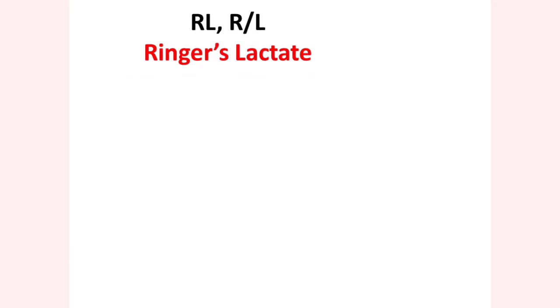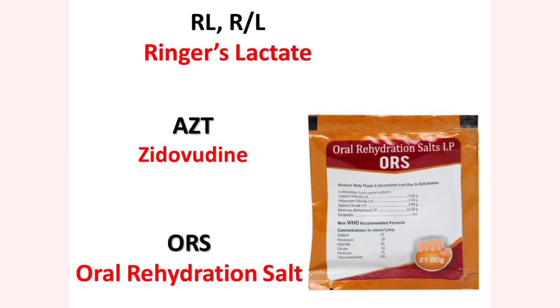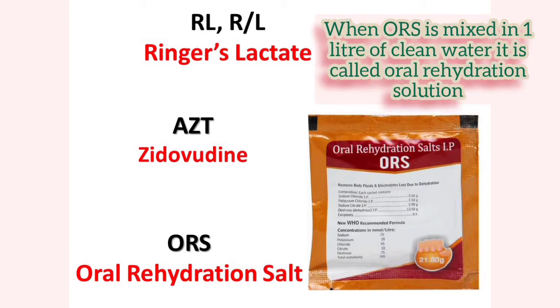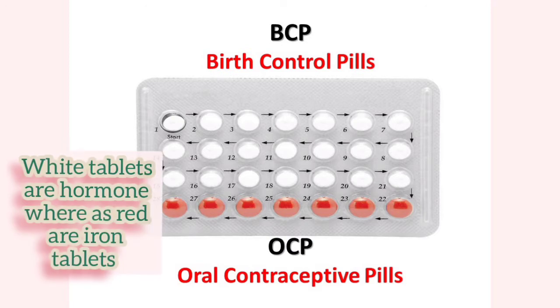And another is RL or R/L, which is Ringer's lactate. And another is AZT, that is zidovudine, which represents the antiviral drug. And another is very common, which we always listen to in our daily life, that is ORS, which means oral rehydration solution, which is prescribed during diarrhea or dehydration, vomiting, hypovolemic shock, and hypotension. And BCP, which represents birth control pills, or OCP, which represents oral contraceptive pills.